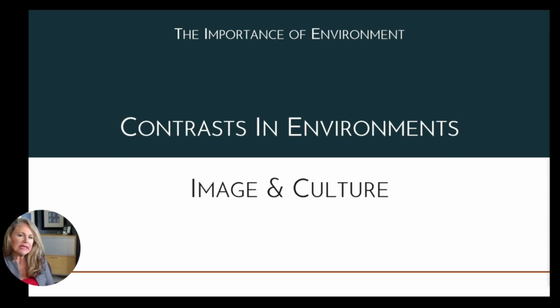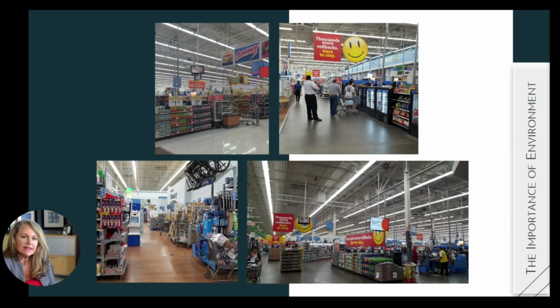So let's talk a little bit about image and culture and talk about contrast in that. So here we are at Walmart. Walmart, the low price leader. Their office, their spaces are very, very intentionally designed to support the low price leader. They have bright lighting, hard surfaces, a lot of signage, a lot of information. You feel like you're a little bit in a garage sale. You feel like you're going to get a deal. So they're very, very intentionally designed to support that. And you don't care about how you dress because you're going to get a deal.